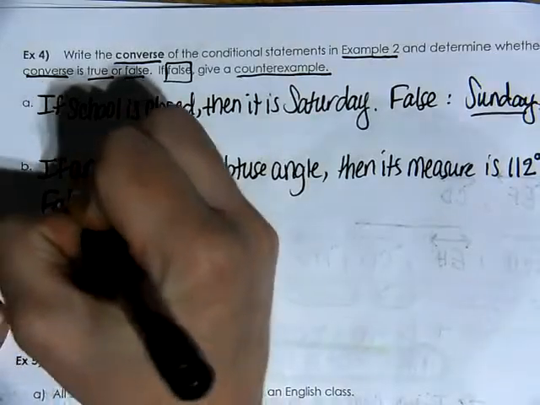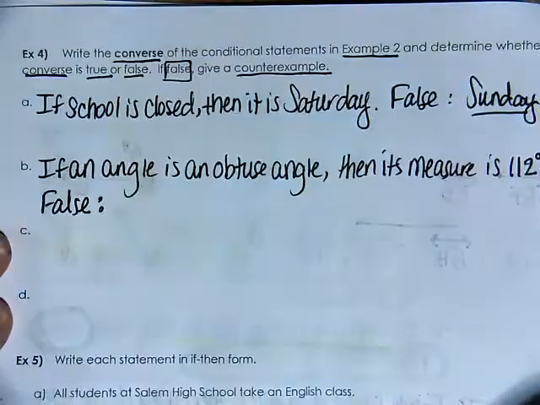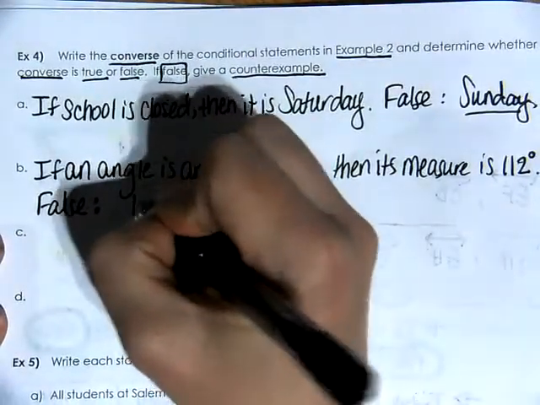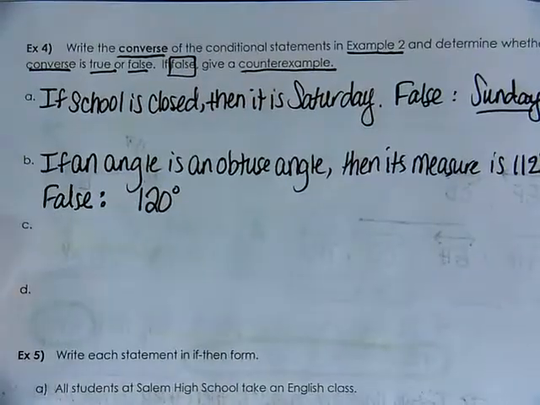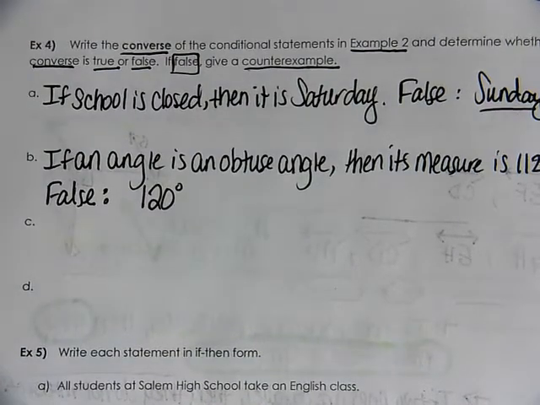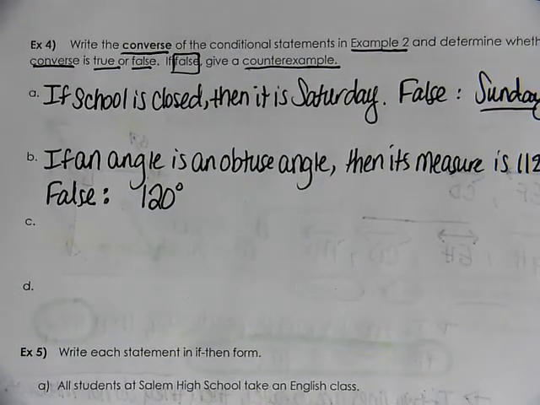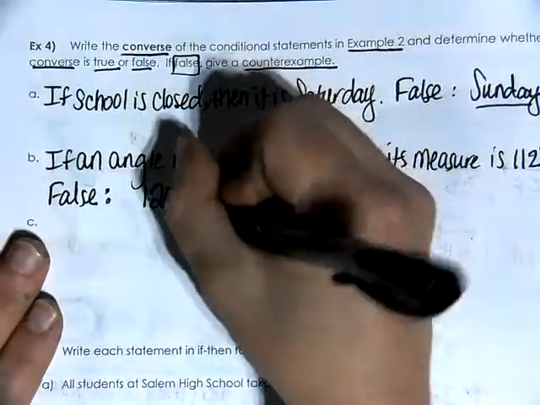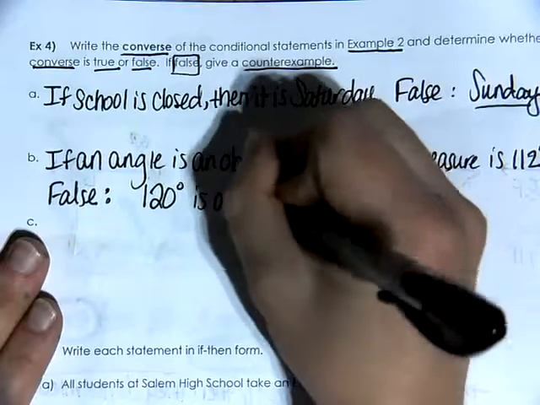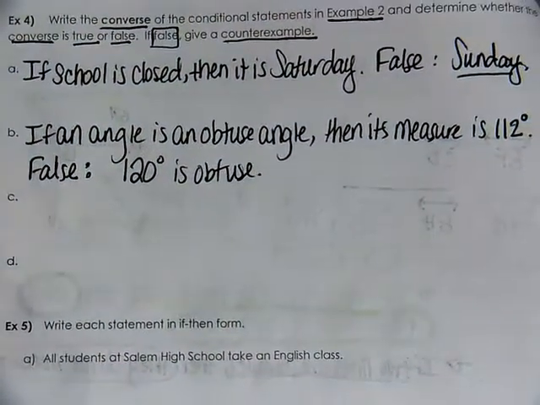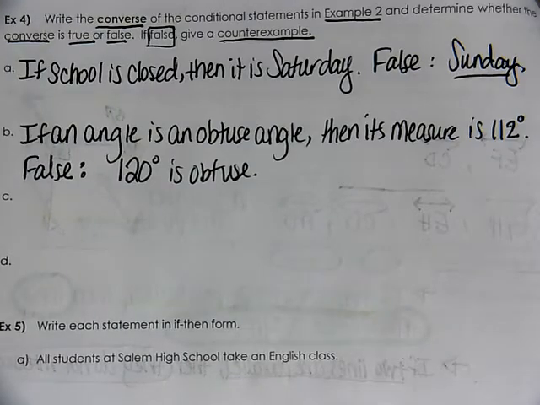Absolutely not. There's a lot of angles that could be obtuse angles. So all you need is one counterexample, like 120 degrees. 120 degrees, that's obtuse. And it is definitely not 112. So there's one counterexample. You could come up with any number, and that's perfectly acceptable, but you just need one example.